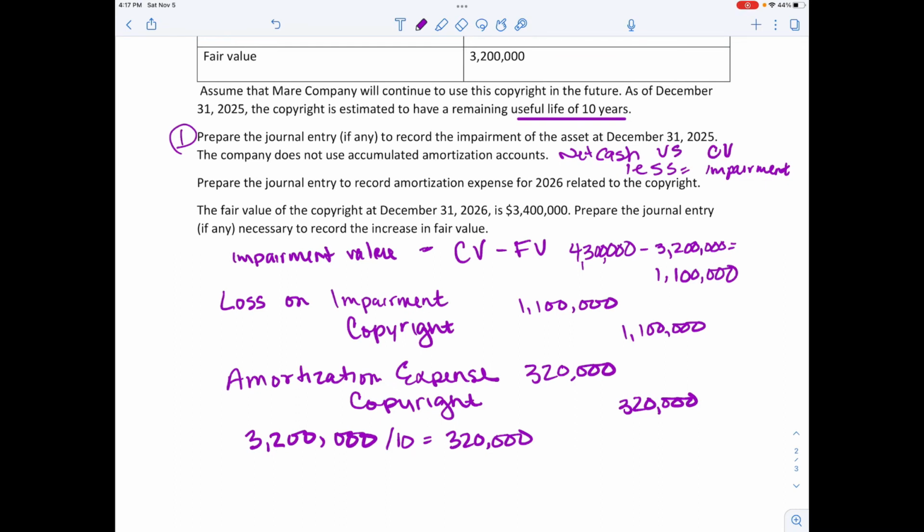And finally, this next thing says that the fair value actually is now increasing to 3.4 million, but we do not do any entry to record a restoration of impairment, so we don't have to do anything for that piece of it. So nothing is done here.